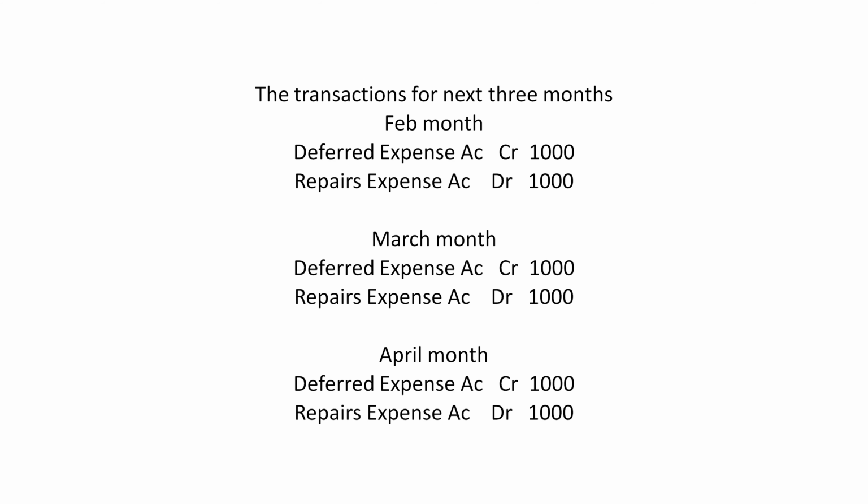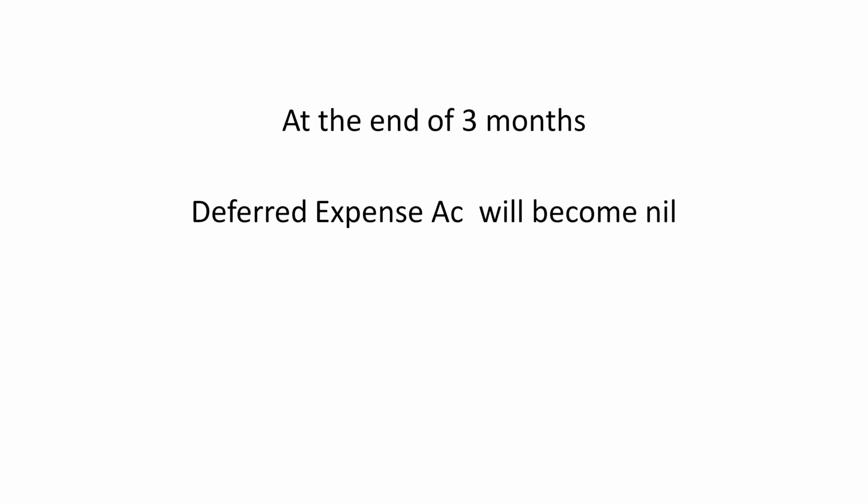The transactions for the next 3 months: in the month of February, deferred expense account credited by 1,000, repair expense account debited by 1,000. So this is the actual expense transaction for the month of February. Same transactions repeat for March and April. At the end of 3 months, the deferred expense account will become nil.